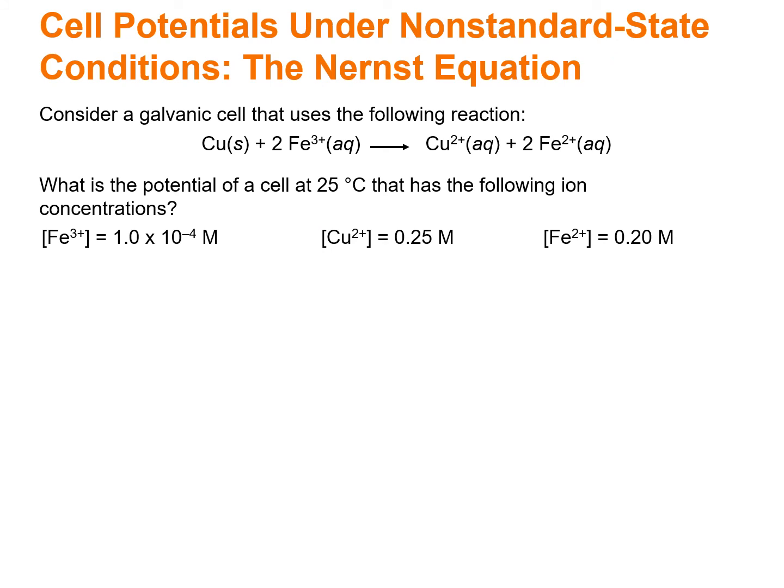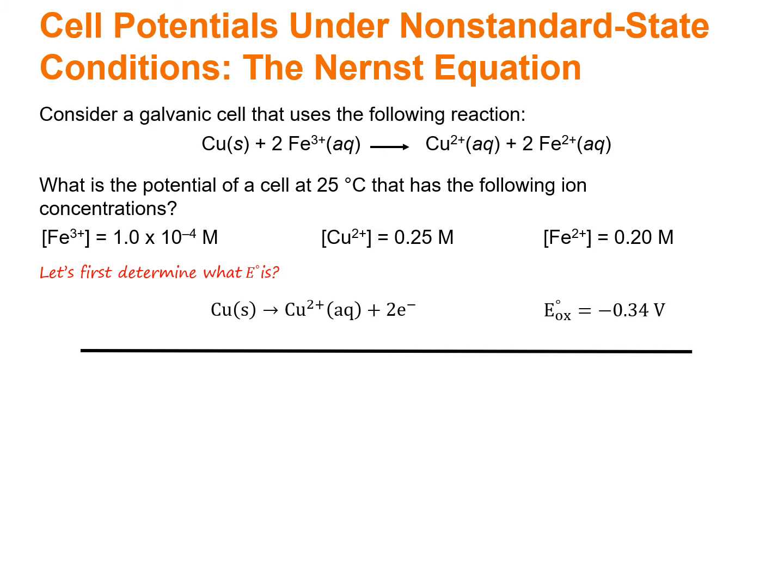So let's take a look at using that Nernst equation to calculate the cell potential of something with ion concentrations not at the standard values of 1 molar and so on. So looking at this, we have to first figure out what the cell potential is at the standard state. And so we do this just as we've been doing before. So we take copper reacting to copper 2 plus and 2 electrons, and there's its oxidation potential.